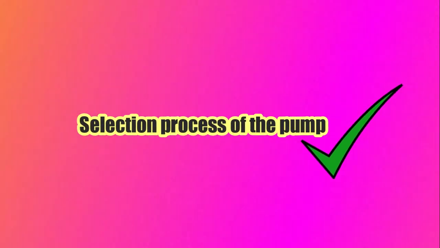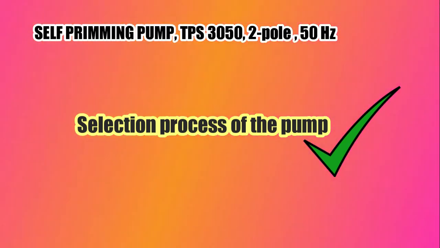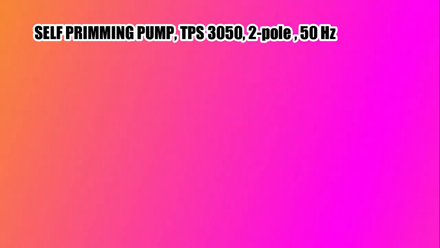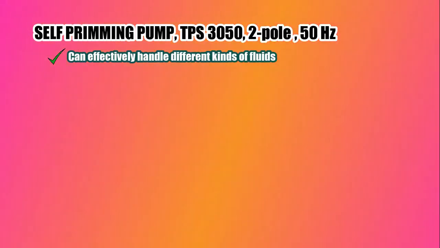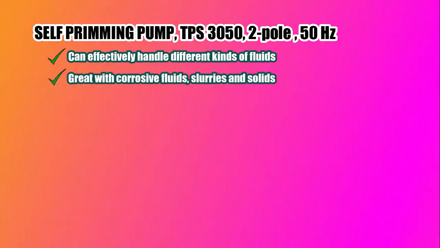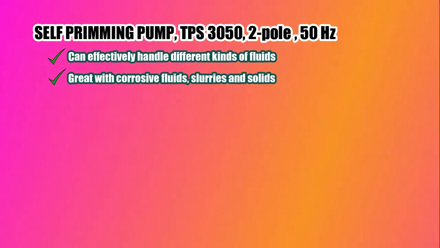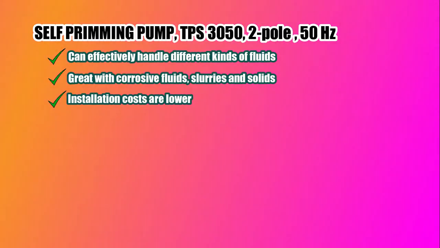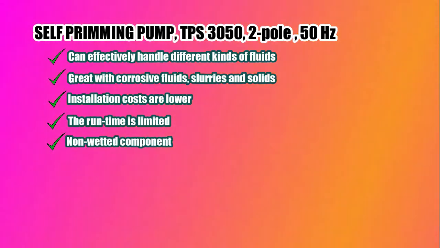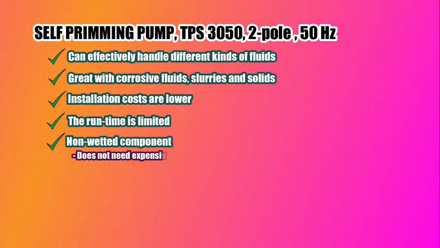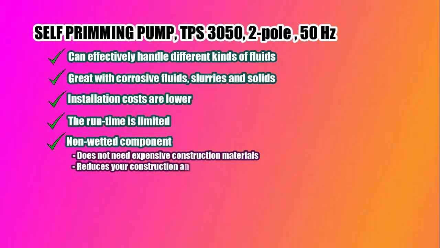Alright, so we have gone through the selection process of the pump, and as a result, we choose the self-priming pump, which is TPS 3050 with 2-pole and frequency of 50 Hz. This is because self-priming pumps can effectively handle different kinds of fluids, and they are great with corrosive fluids, slurries, and solids. There are also many benefits of using the self-priming pump: the installation costs are lower and the runtime is limited. Since the priming system is mostly a non-wetted component, it does not need expensive construction materials and ultimately reduces construction and equipment expenses.